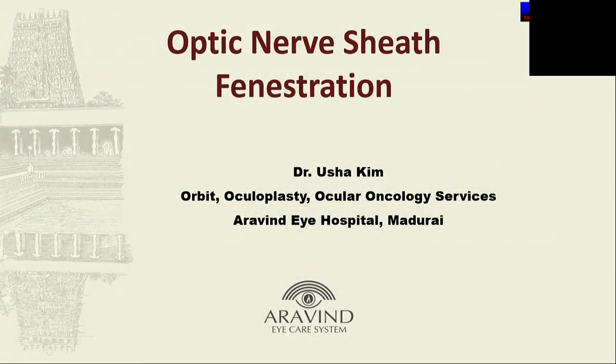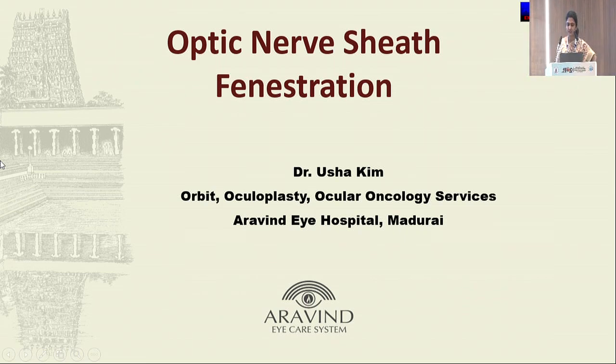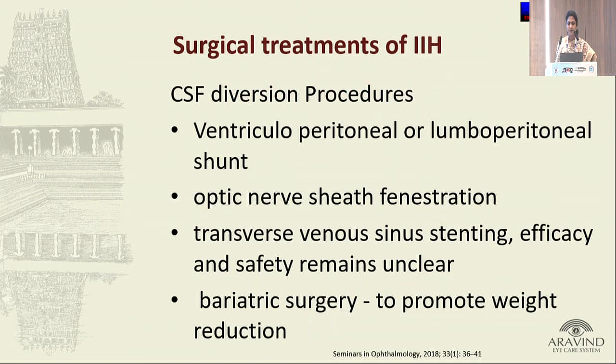Thank you very much. I will be talking about optic nerve sheath fenestration. Let's look at what is available for raised intracranial hypertension. There are CSF diversion procedures, that is the ventriculoperitoneal or the lumboperitoneal shunt, the optic nerve sheath fenestration, transverse venous sinus stenting, the efficacy of which is debatable, and bariatric surgery for weight loss.